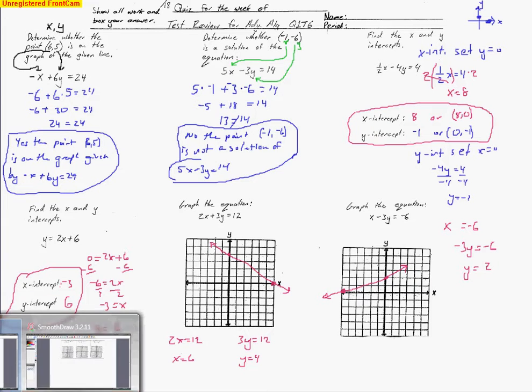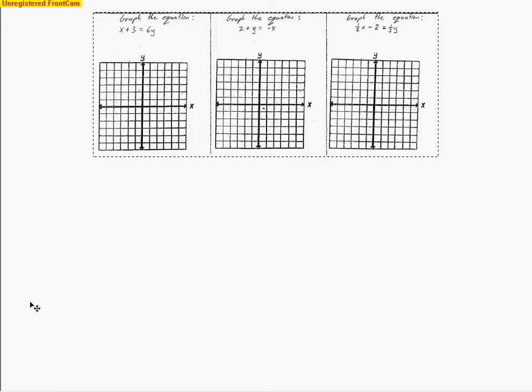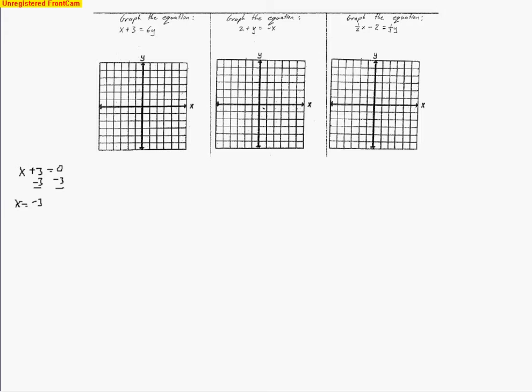Well, let's take a look at the last 3 problems. More graphing. And when I look at this first one here, it says to graph using, and then it doesn't specify the method, but I'm just going to use x and y intercepts. So x plus 3 equals 0. I've set y equal to 0, so I have one step there. I've got to subtract the 3 from both sides. I'm left with x equals negative 3. So I'll go ahead and plot that point. 3 spaces to the left.